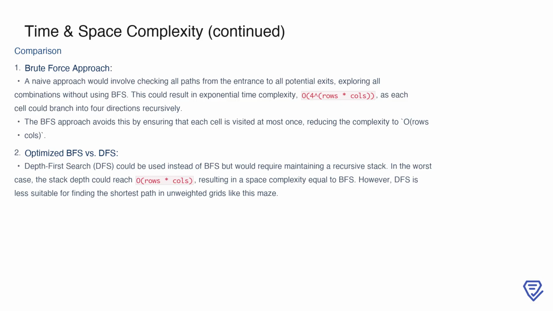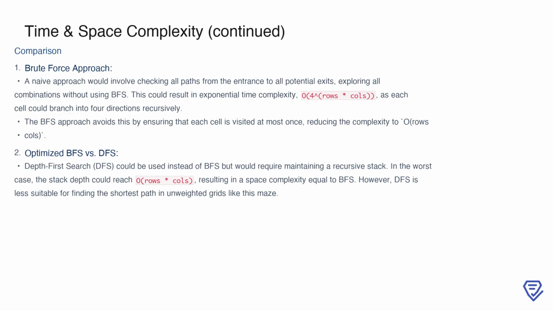When comparing this approach to alternatives, we see significant improvements. A brute force method, for example, would involve exploring all possible paths from the entrance to every potential exit. This would result in exponential time complexity, O(4^(rows * cols)), due to the recursive branching into 4 directions at each cell. In contrast, the BFS approach ensures that each cell is visited only once, reducing the complexity to O(rows * cols).